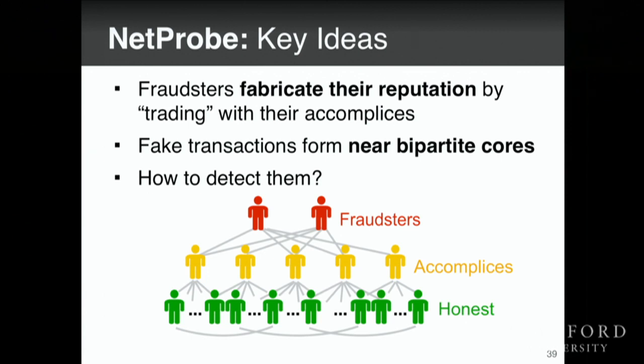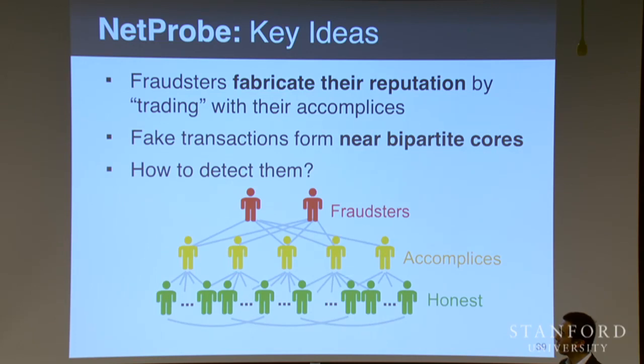The specific way they do it is that they create two types of identities. One type we call the fraudster identity, and the other type the accomplice identity. All these identities may or may not actually be controlled by the same real person, but the two types serve very different purposes. The fraudsters are the identities who eventually trade with the victim or defraud the victim. The accomplices are identities that act pretty much like honest people, so they would trade with honest people.